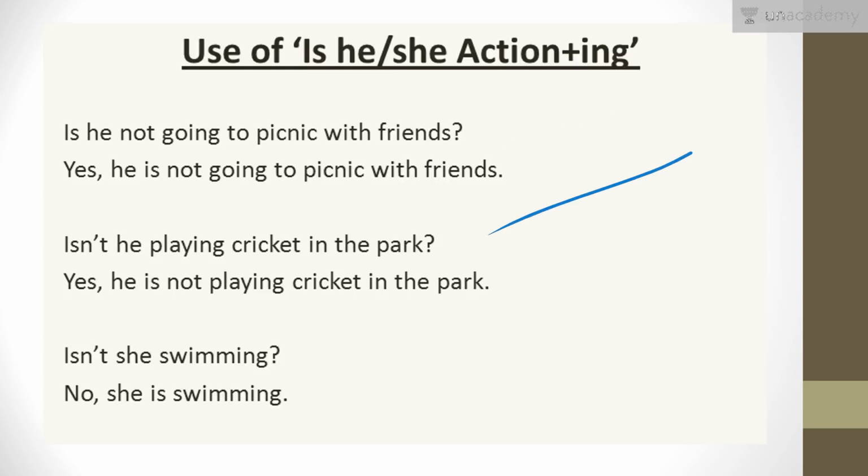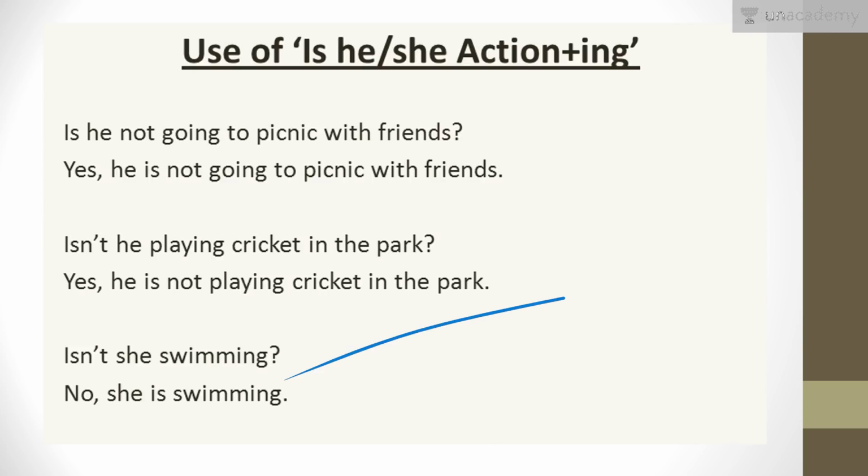The next question is the negative one. Is not he playing cricket in the park? Now that is also okay if I ask is he not, and that is also okay if I ask is not he. So is not he playing cricket in the park? क्या वो क्रिकेट नहीं खेल रहा है पार्क में? Yes, he is not playing cricket in the park. The reason can be anything. Maybe he is injured or maybe anything.